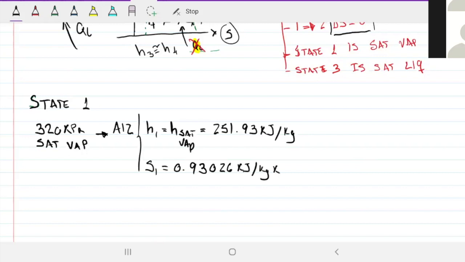So whatever state 2 is, I'm not sure if I know anything from state 2, but I do know that if it's an ideal cycle, then its entropy is also going to be 0.93026 as opposed to 0.